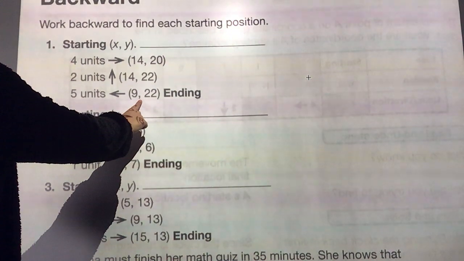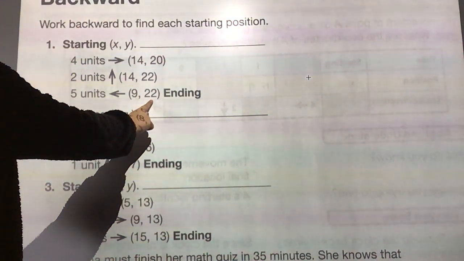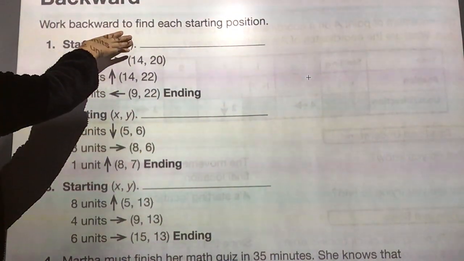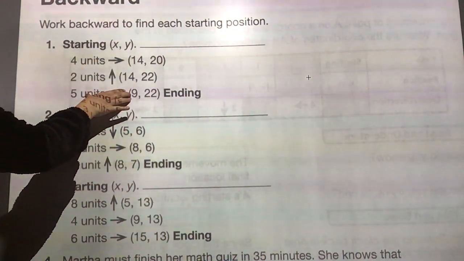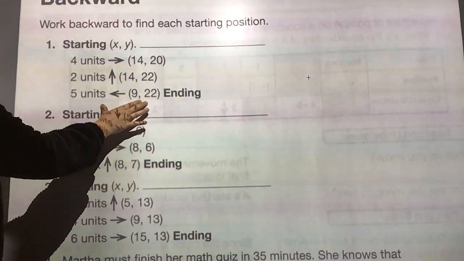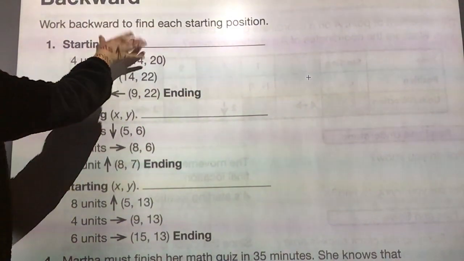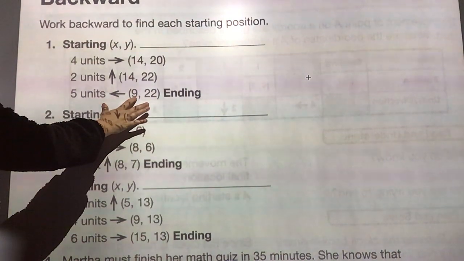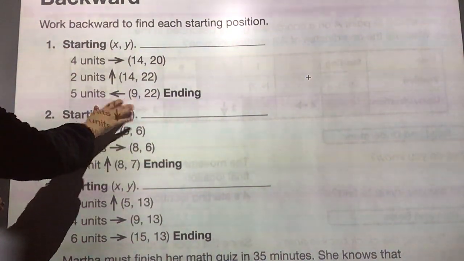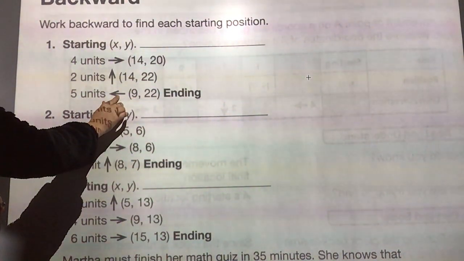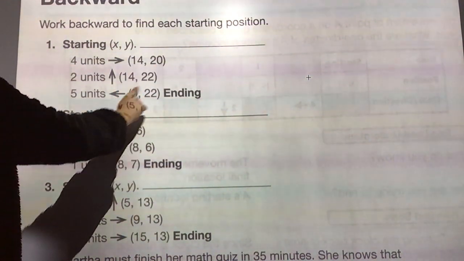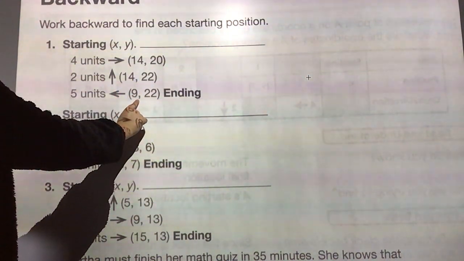Starting at 9, 22, I'm going to have to work backwards. So I'm not starting at the top, working my way down at this problem. I'm starting at the bottom, and I'm going to work my way up. So looking at this bottom, 9, 22. Instead of going 5 units left, I would go 5 units right. And 5 units right would make this what? Bigger. Which one?